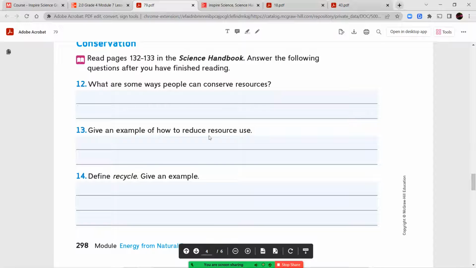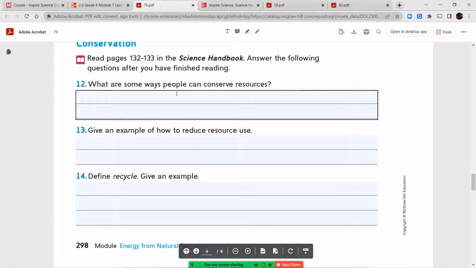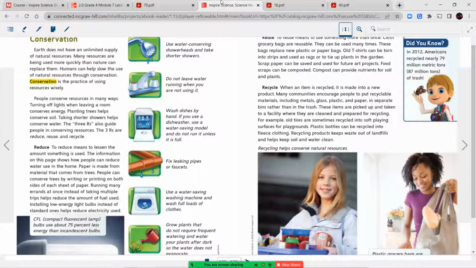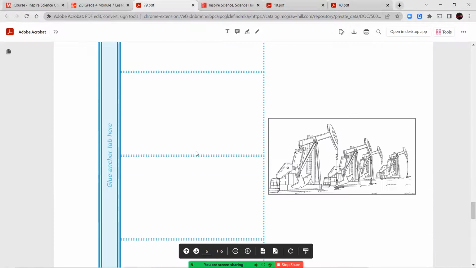Number 13 says, give an example of how to reduce resource use. So how can you use less of something? Again, you can also pull one of these examples, or you can pull from the reduce section right here that has a lot of important information. Define recycle and give an example. So over here, you can define recycle right here in this first sentence, and then give an example of recycling. Please remember to use complete sentences when you're going through this.